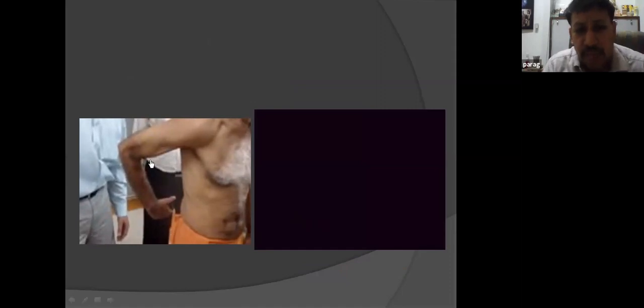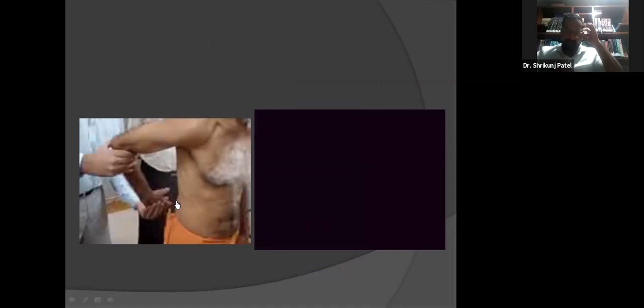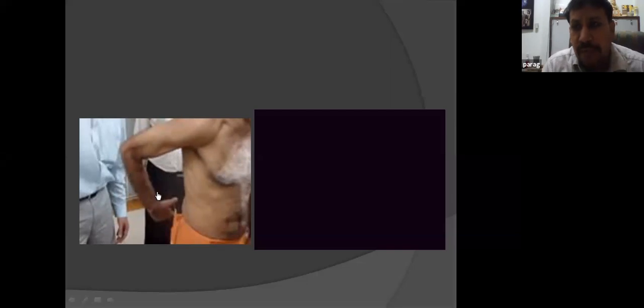So this on the right side is the normal side. I am going to rerun it again. The patient is able to even keep it lifted off. So this is called the modified Gerber sign, where you lift the palm off the buttock and the patient is able to hold it in the air.